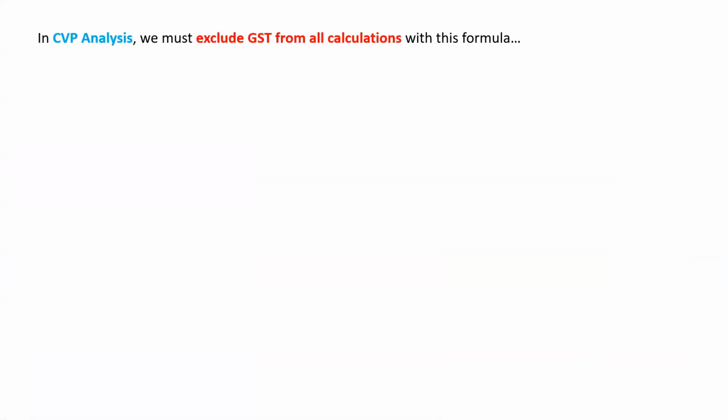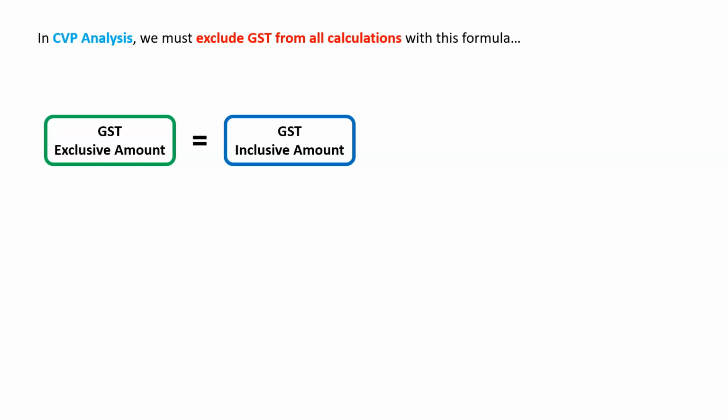And GST is all around us, so we're going to have to exclude it from our CVP calculations. We don't want it in there. So to extract it, we need a little formula. We're going to say to get the GST exclusive amount, we take the inclusive amount and divide it by 1.1.